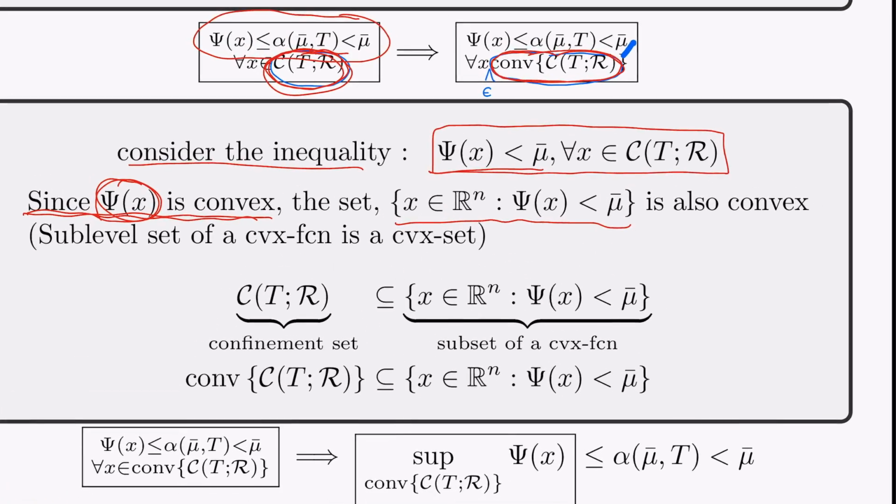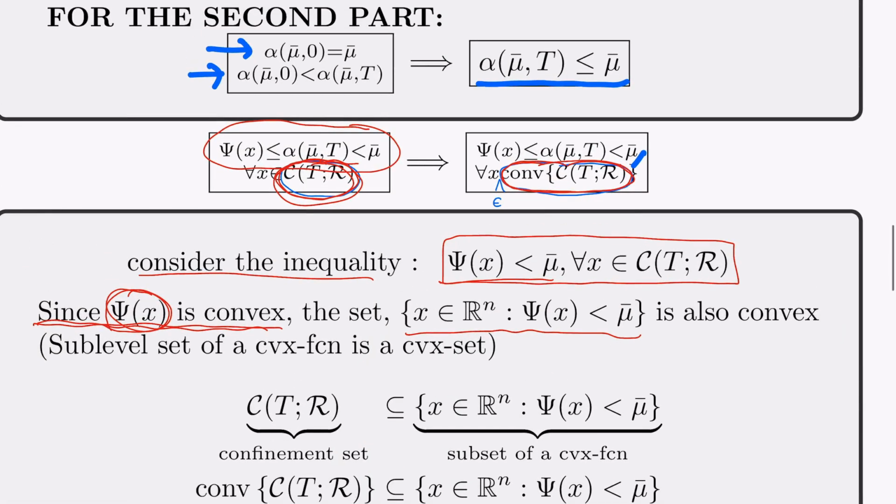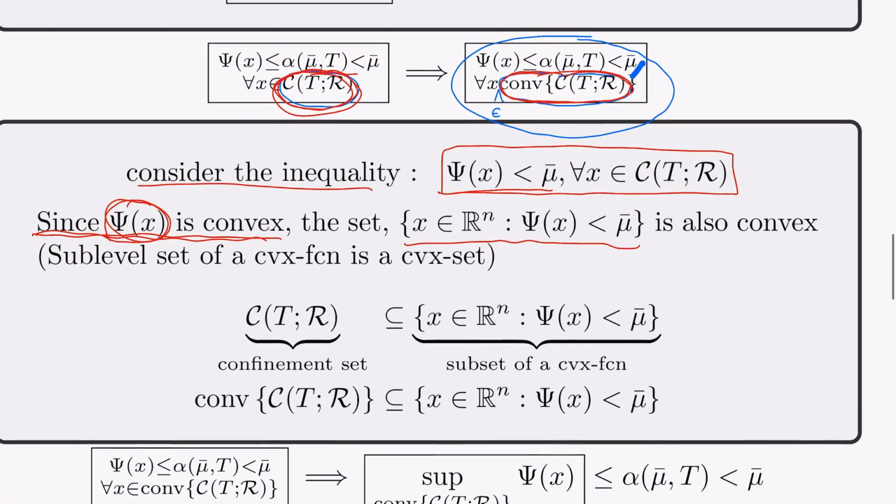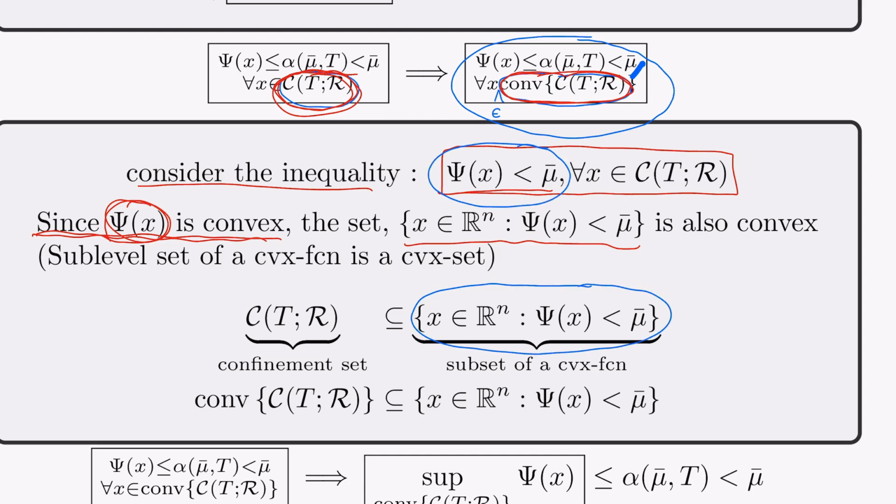And here, again, what we are doing is we have this, and we are going to show this statement is true. First of all, this is the confinement sets, and this set is the set of x values for which this given strict inequality holds.